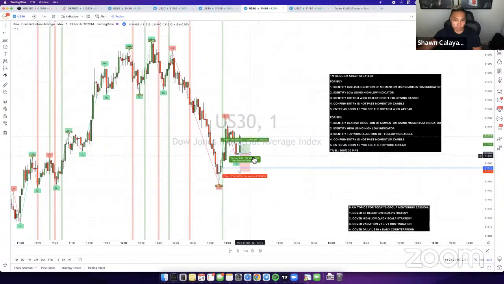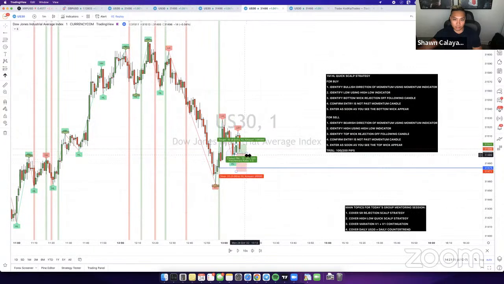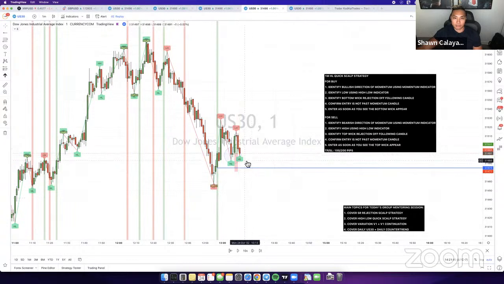So there's an example of one right there. I think there's another one that comes up over here as well. So again, you're looking for another low. So again, right here, we have another low, right? This is going to be the same setup. So identify bullish direction. We have a buy signal right here, so that fits your criteria.